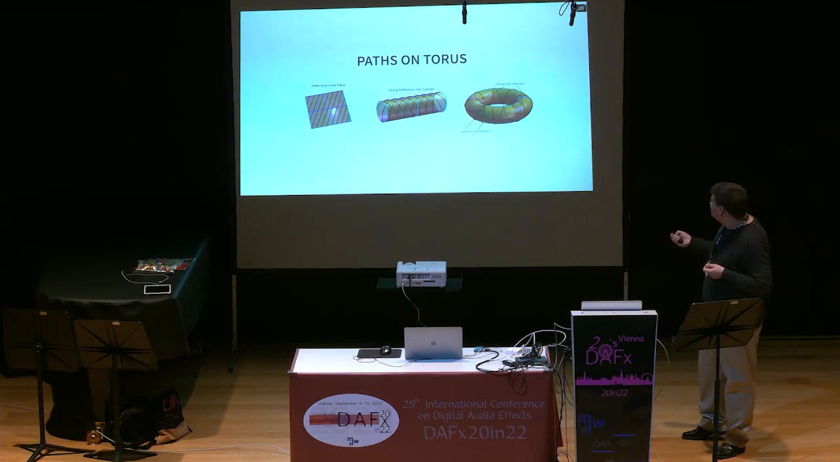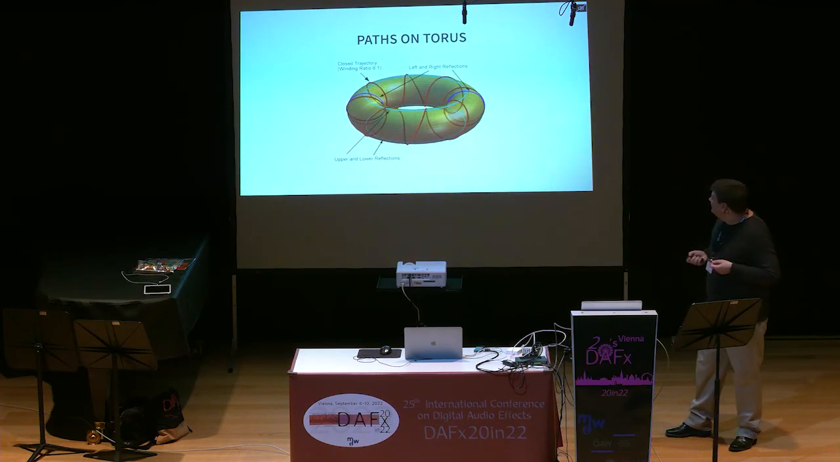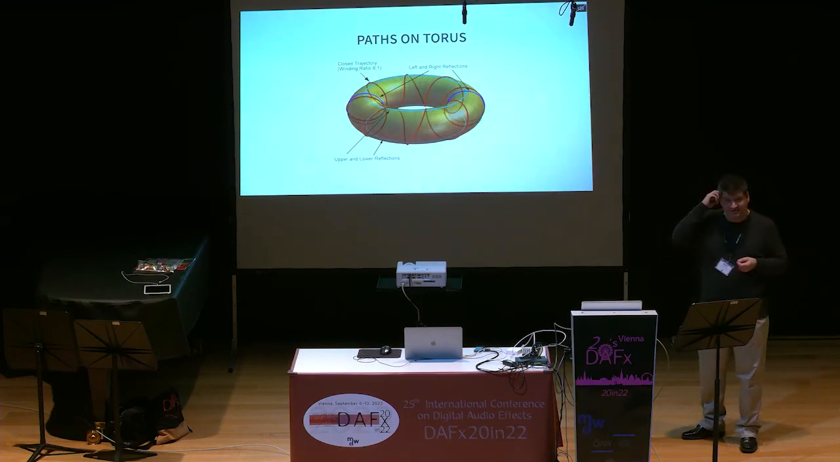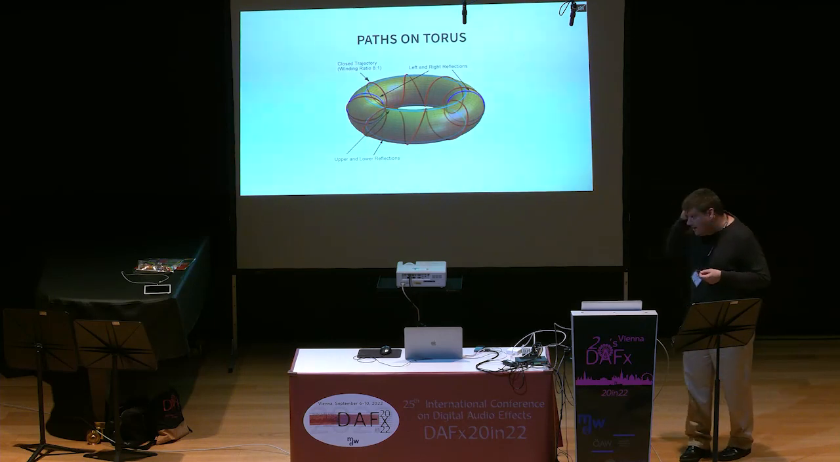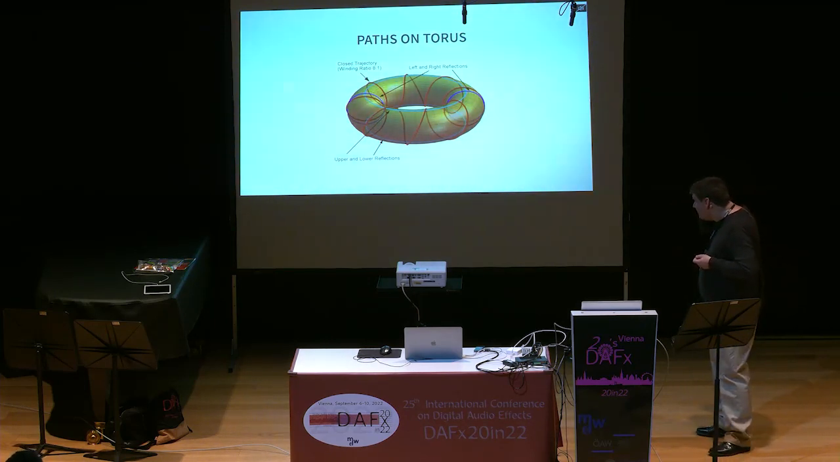And this is a folded torus, that's why we keep track of two reflections up and down. And we have these windings, and if they are, you know, an integer fraction, they actually are closed windings. And if they're not integer fractions, if there is some irrational number, then they will fill the whole surface of the torus eventually.